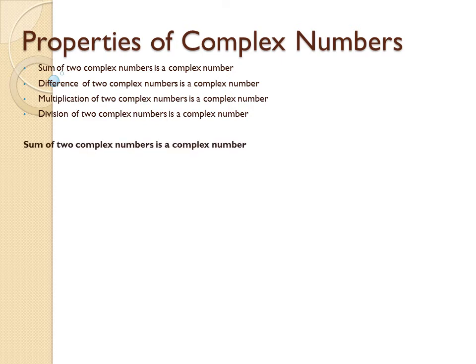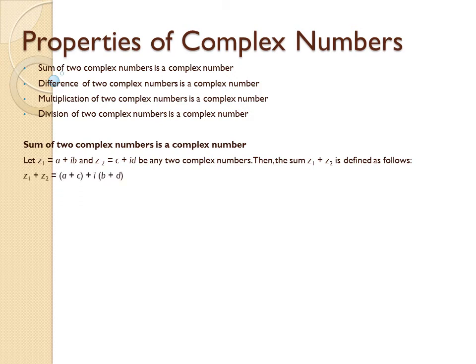First one is the sum of two complex numbers is a complex number. Let us take two complex numbers. One is Z1 equal to a plus ib and the second one is Z2 equal to c plus id, and then the sum Z1 plus Z2 is defined as follows. I am just summing up Z1 plus Z2. So it means a plus c plus i of b plus d. I am just taking the i portions separate and the portions which are not having i, that is the real portions, separate.